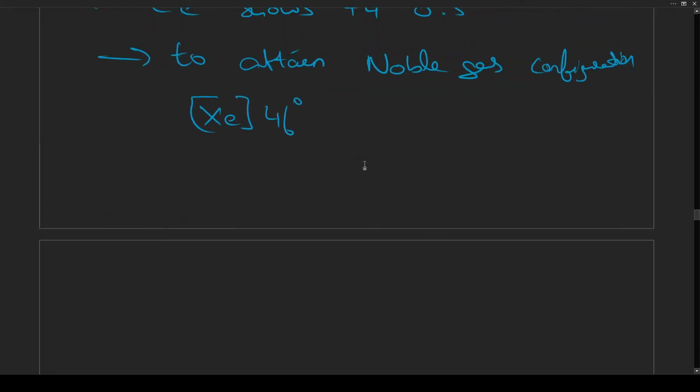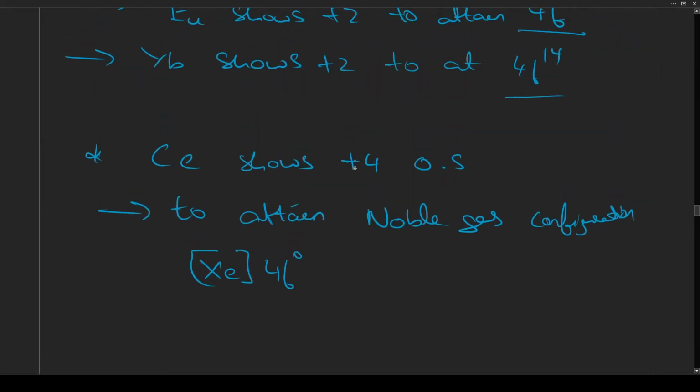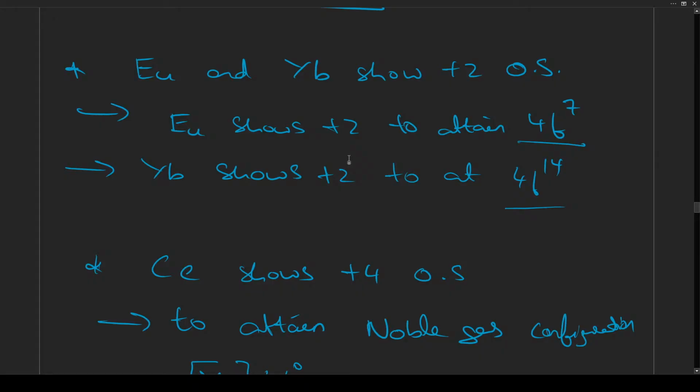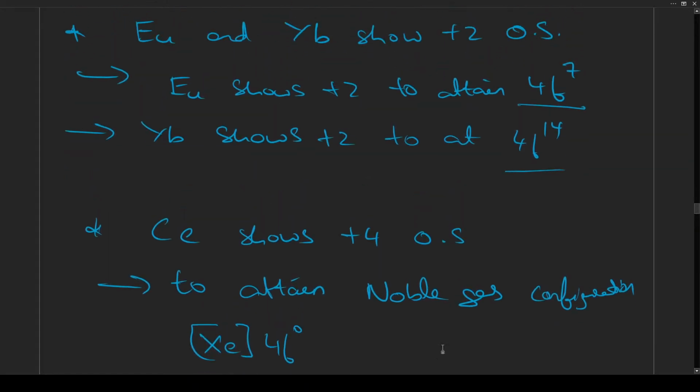A member of the lanthanide series that is well known to exhibit +4 oxidation state is cerium. Cerium, europium, and ytterbium are exceptions which don't always have +3 oxidation state. Cerium shows +4 oxidation state to attain noble gas configuration. Europium shows +2 oxidation to attain half-filled stability. Ytterbium shows +2 oxidation to attain fully filled stability.